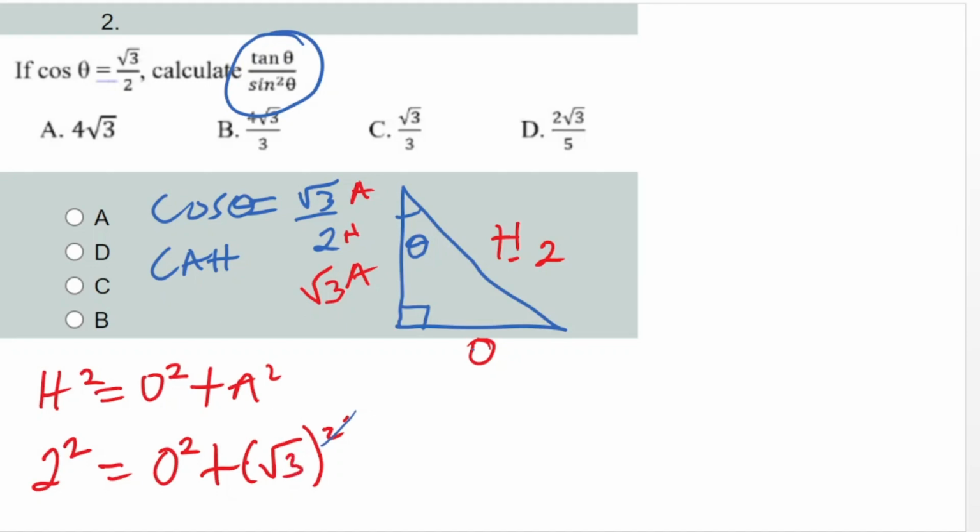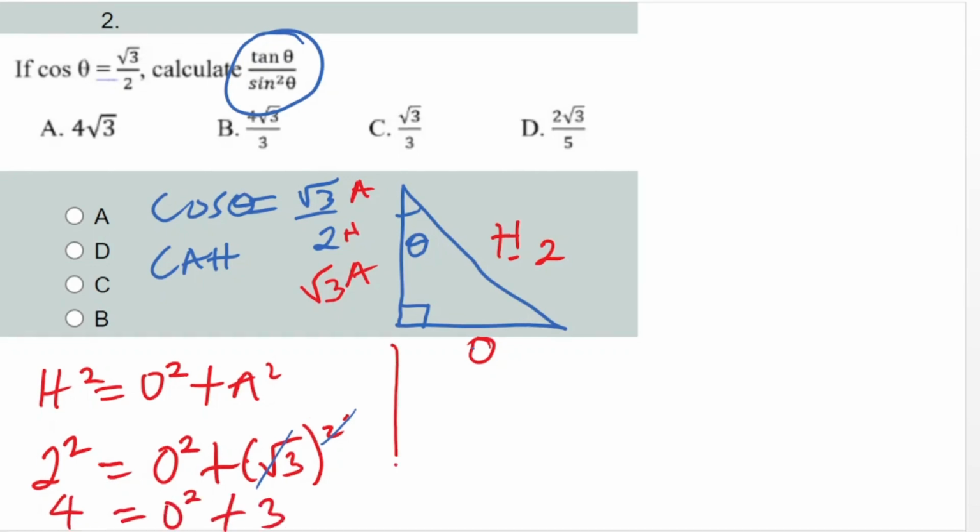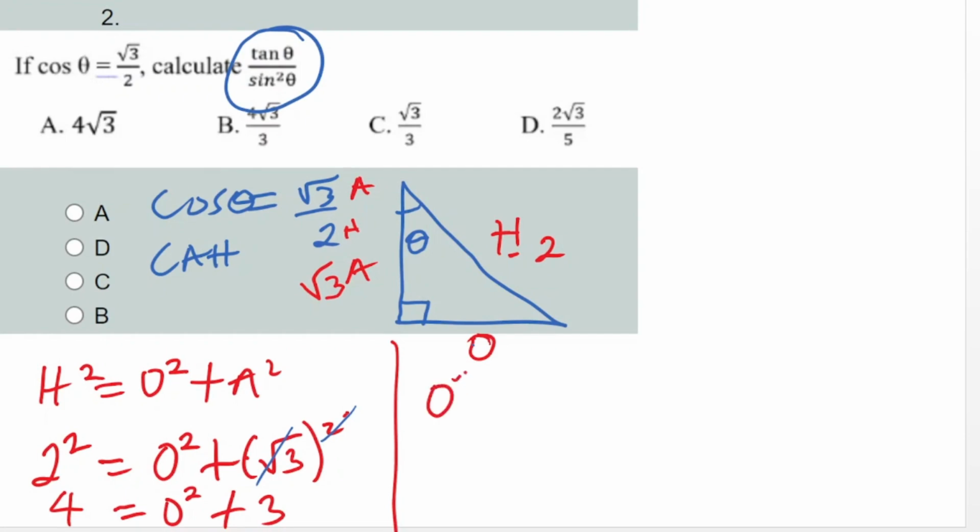This square will cancel the square root. So this is 4 equals opposite squared plus 3. Therefore, opposite squared equals 4 minus 3. That is, opposite squared is equal to 1. That means opposite is equal to the square root of 1, which is 1. So the opposite here is 1. So you can then use this to find the rest.